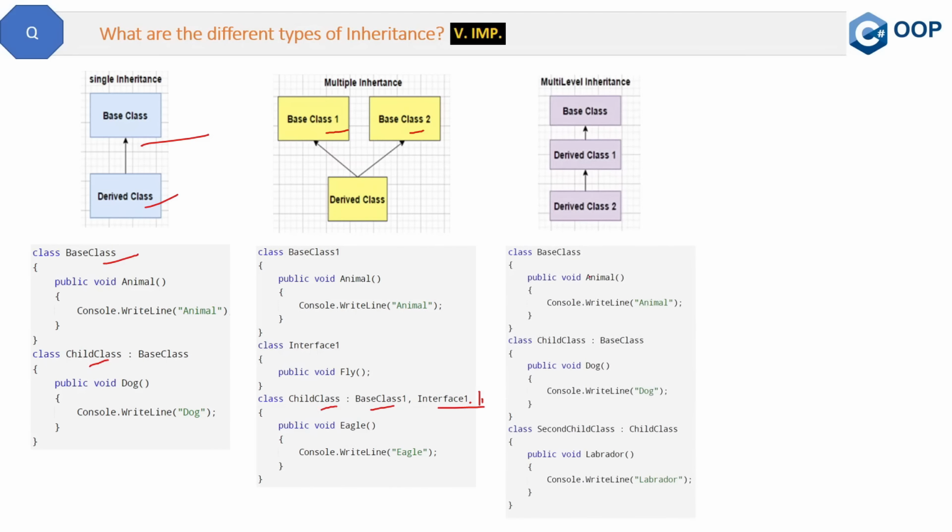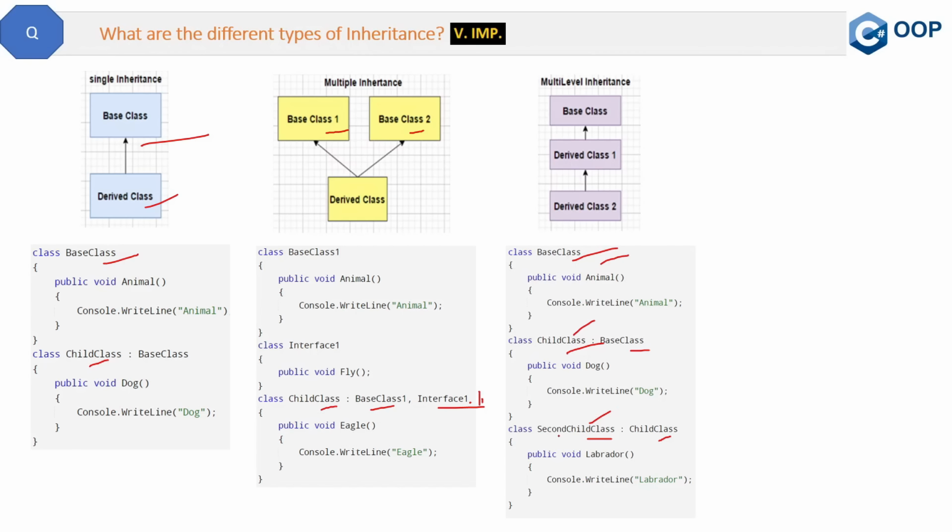Next type of inheritance is multi-level inheritance. From the code example, you can see we have one base class. You can say it a grandparent, then it will have a child class, which you can say as a parent, which is derived from the base class, which is grandparent, and then there is a second child class which is derived from the child class, which is the parent here. So base class is grandparent, child class is parent, and second child class is the child class.